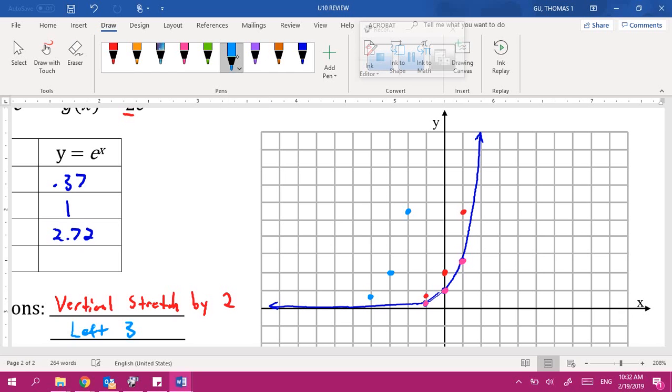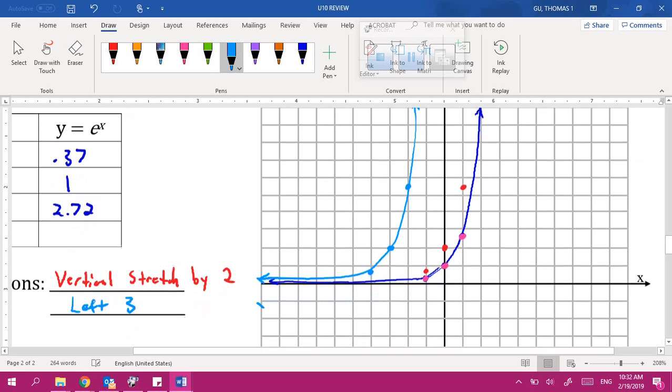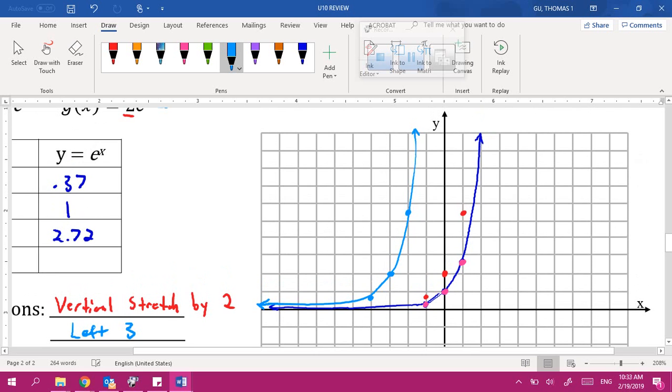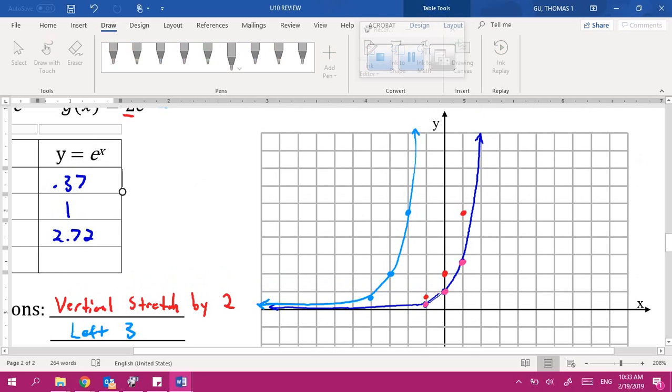So I'm just going to connect these. And we moved them left because it said x plus 3. Once again, asymptote is at y equals 0, so don't cross the x-axis. So that is my final graph. That is g of x, which is what they asked for. So now all we have to do is write the asymptote, the domain, and the range.